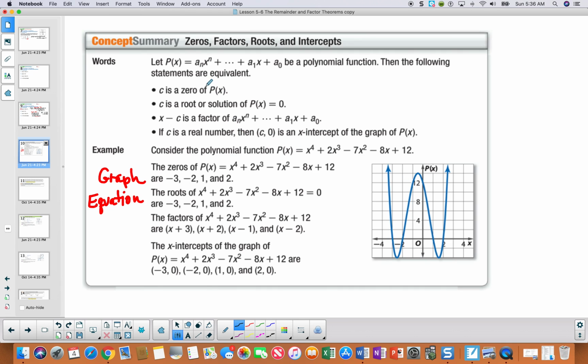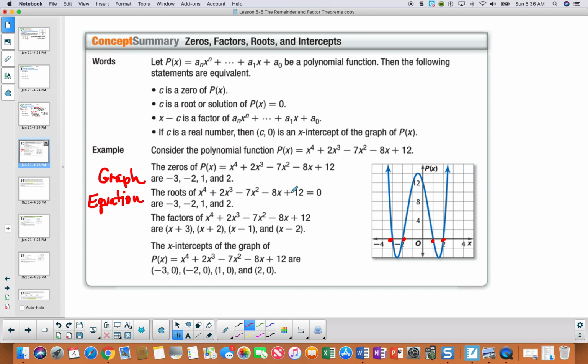Let's talk about these words: zero, root, factor, and x-intercept. Okay, here's a picture right here. When you have a picture of a polynomial, these things right here are called zeros. So when you're talking about the graph, those things are called zeros there.